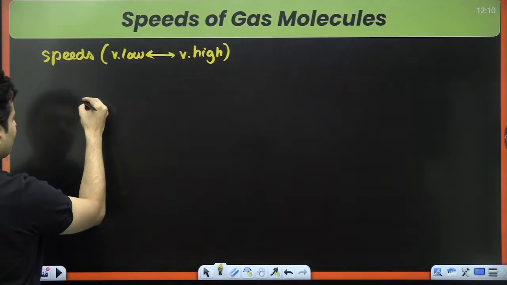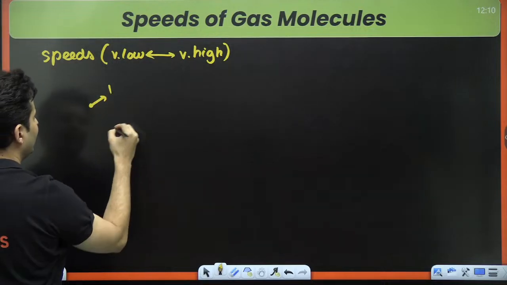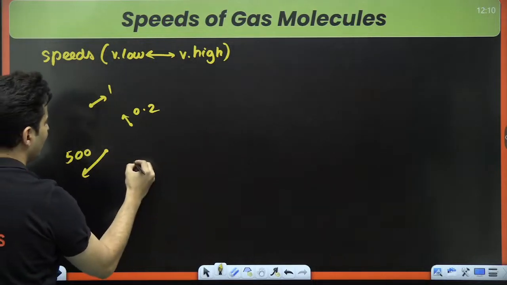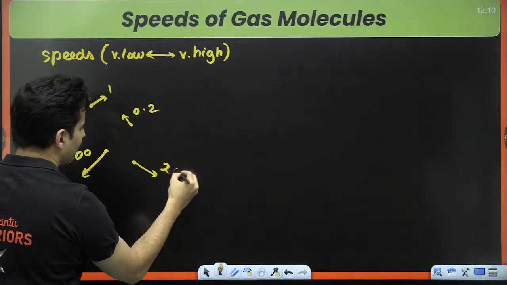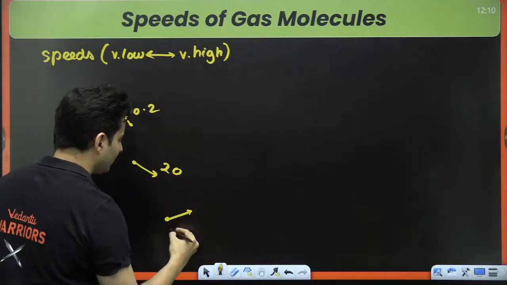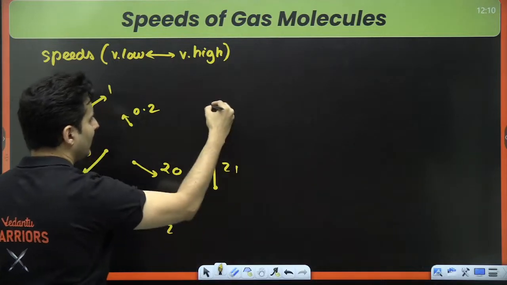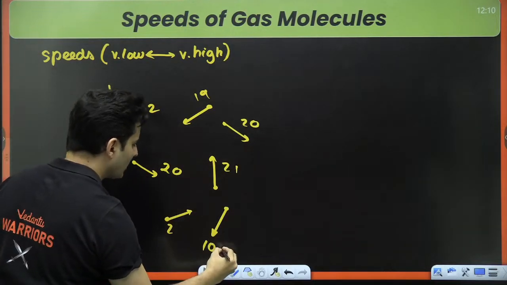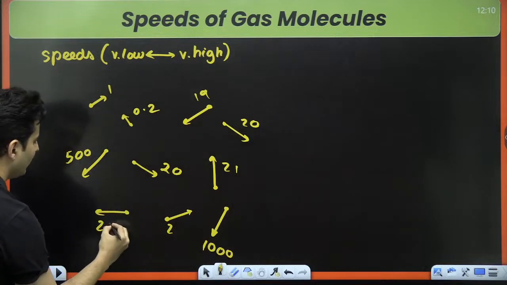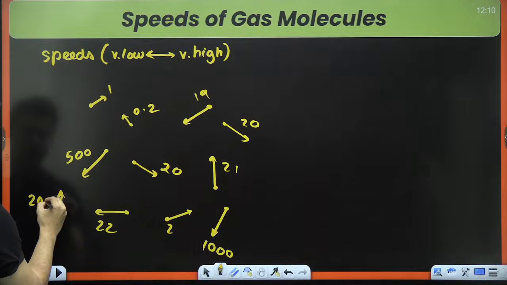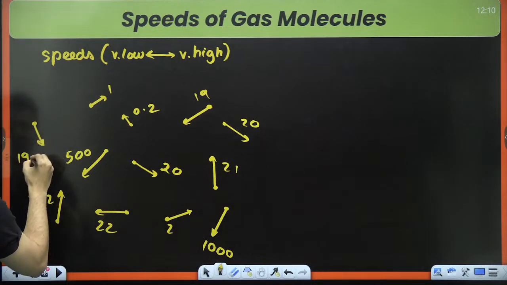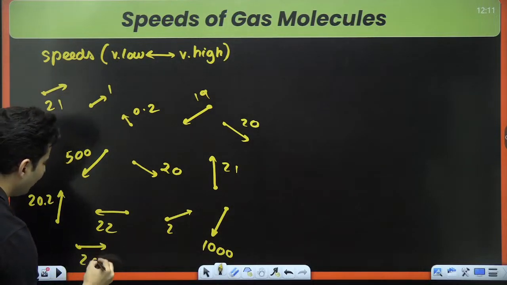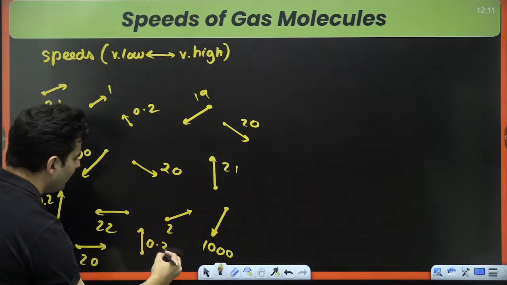But most of the molecules, let's say for example, one molecule has a speed of 1 meter per second, another has 0.2 meters per second, another has 500 meters per second, another one has 20, another one has 2, another one has 21, another 19, another 20, another one has 1000 meters per second, another one over here has 22, another 20.2, another 19.9, another 21, another 20, another one has 0.3 meters per second.